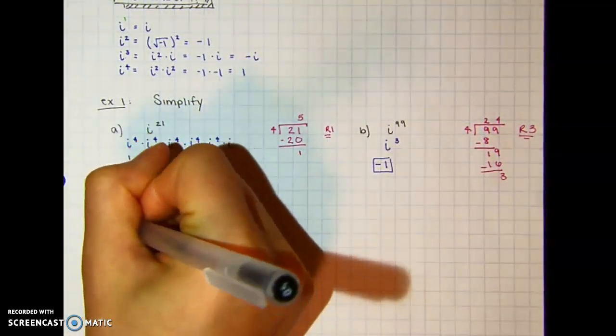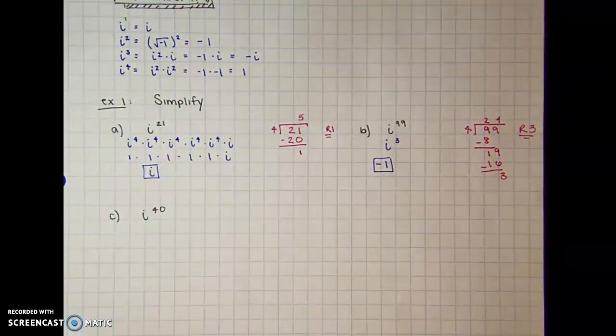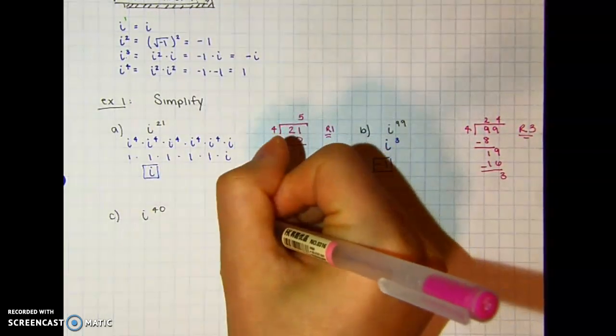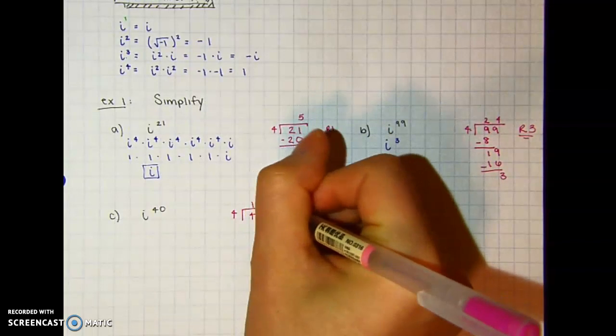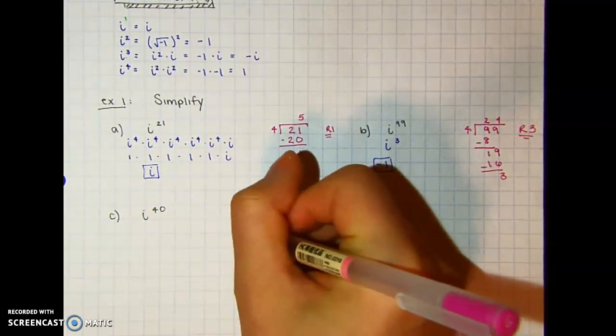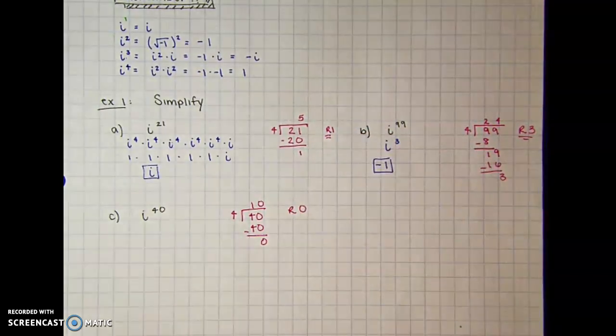Let's do one more example. Let's do i to the 40th power. I could do my little long division trick and go, okay, how many times does 4 go into 40? Well, that goes in 10 times, right? And here we get a remainder of 0.